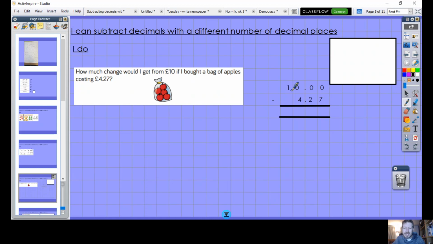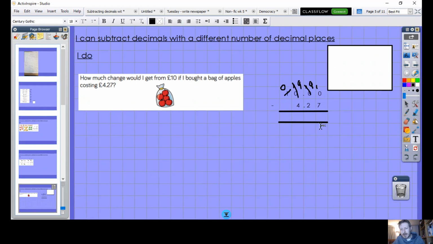So I'm going to have to go all the way to the tens, which means there'll be no tens there. And now I've got 10 ones. 1 ten is the same as 10 ones, but that doesn't help me over here, so I need to exchange that again. So now I've got 9 ones, and I've exchanged one of those for 10 tenths. And then I need to exchange them again. So I've got 9 tenths until I've got 10 hundredths. Then I can complete 10 hundredths take away 7 hundredths, which is 3. 9 tenths take away 2 tenths, which is 7.